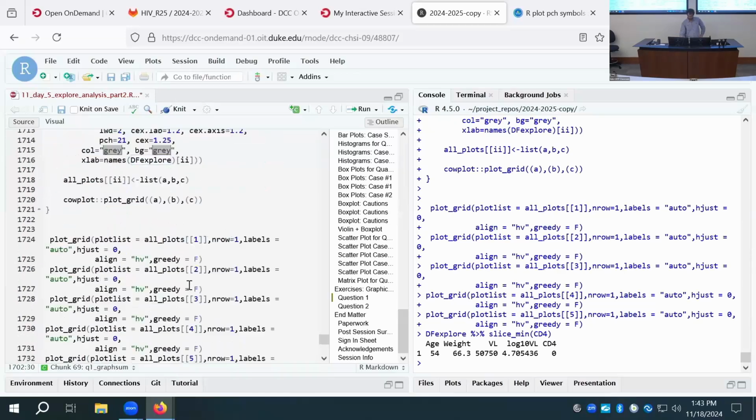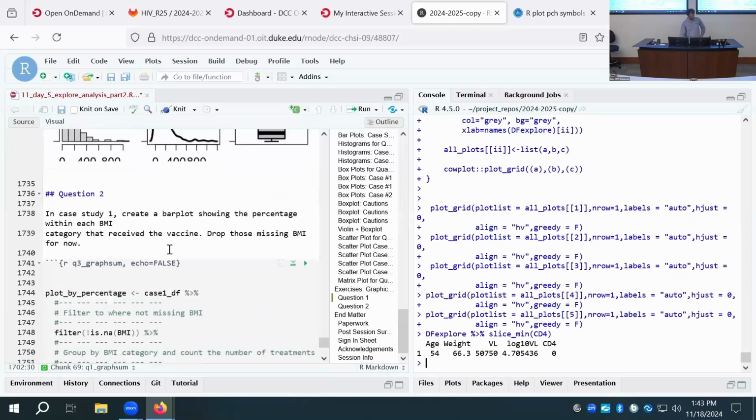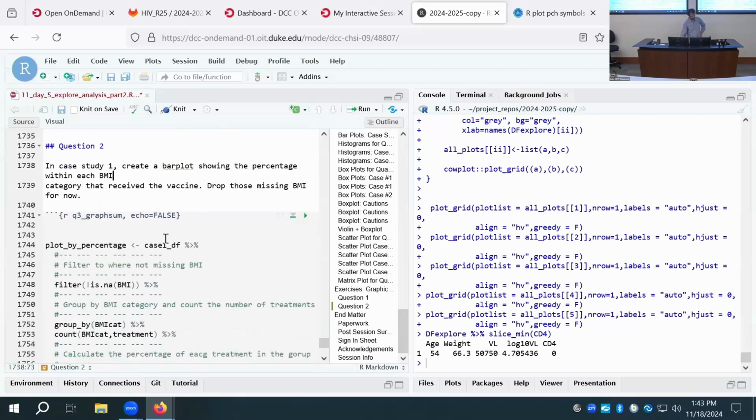Great. All right. So, question 2, we're going to create a bar plot showing the percentage within each BMI category that received the vaccine. We'll drop people missing BMI. So I'm going to take this data frame and keep only those people that have non-missing BMI. So this is basically filter, and remember the exclamation point says not. So it's like an annoying kid joke, like not missing BMI.